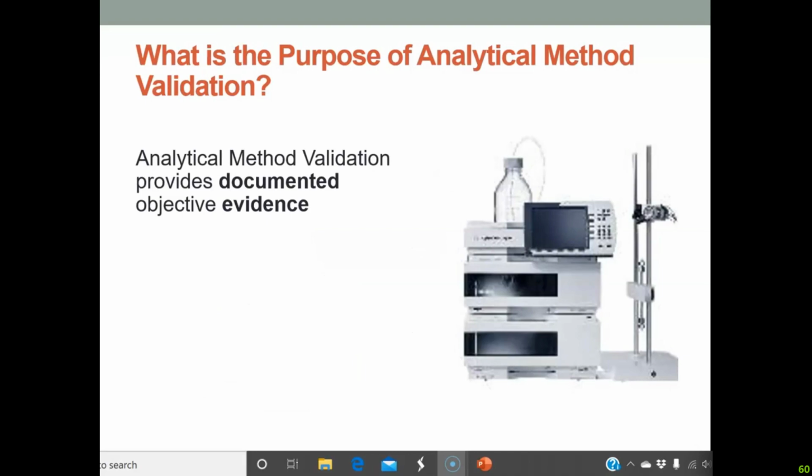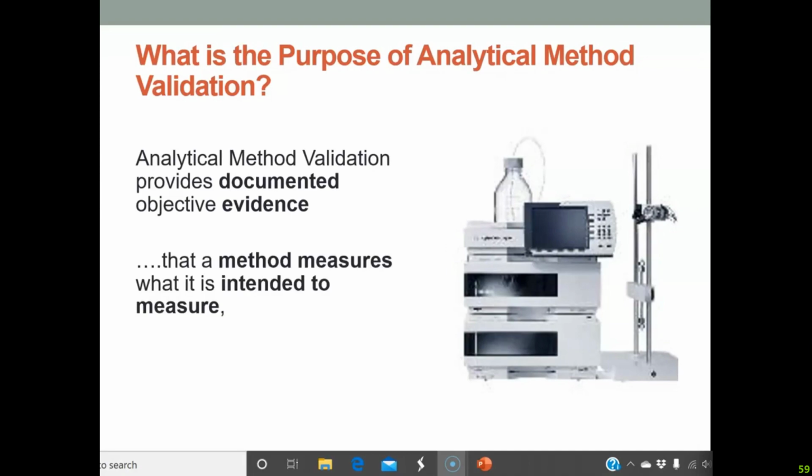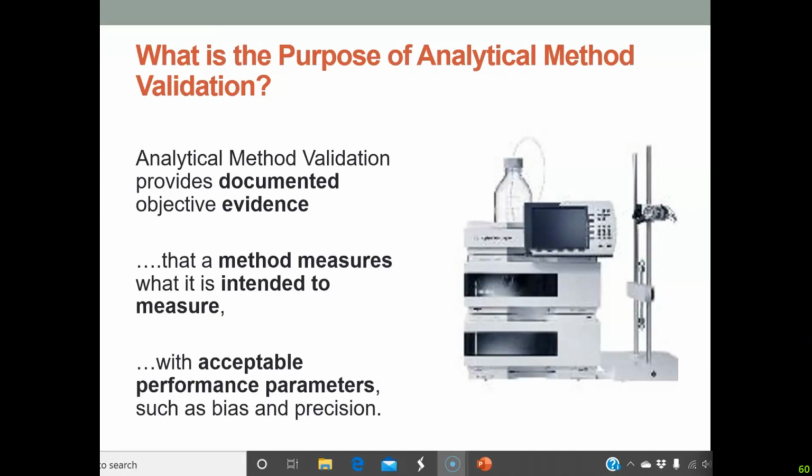So what is the purpose of analytical method validation? Analytical method validation provides documented, objective evidence that a method measures what it's intended to measure with acceptable performance parameters such as bias and precision.